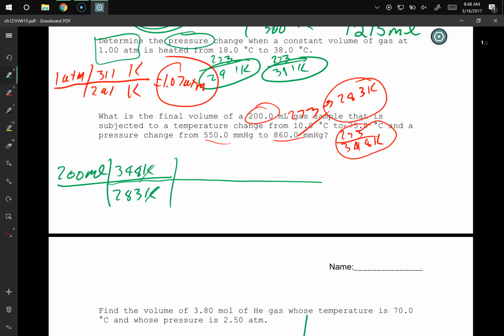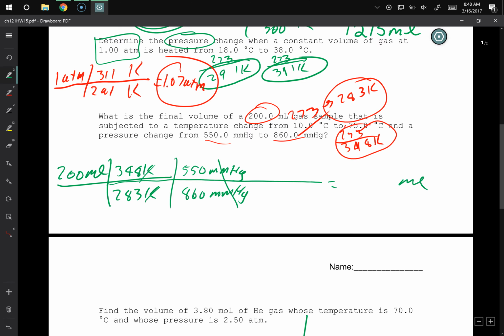Absolutely. You have air inside of your blood vessels. You've got air inside of your lungs, and all of that stuff gets smaller. It gets crushed. So this would make this smaller. So I'm going to take my 550 number and put it in the numerator, and my 860 number and put it in the denominator, because this pressure change should make this thing get smaller. So these two things are fighting each other. Not a big deal. 200 times 348 divided by 283 times 550 divided by 860.